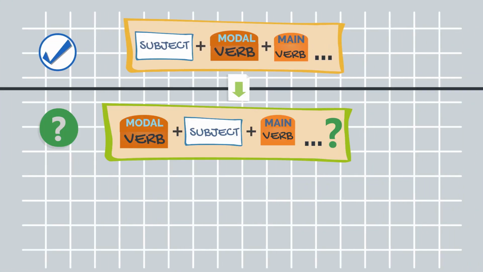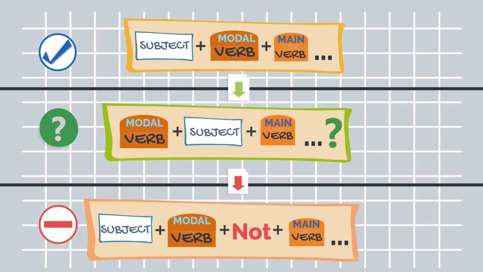So, the word order in questions is a modal verb, a subject, a main verb. The word order in negatives is a subject, a modal verb, not, a main verb.